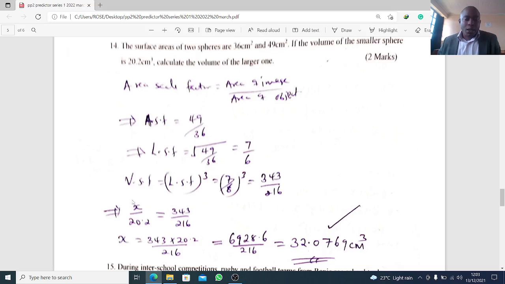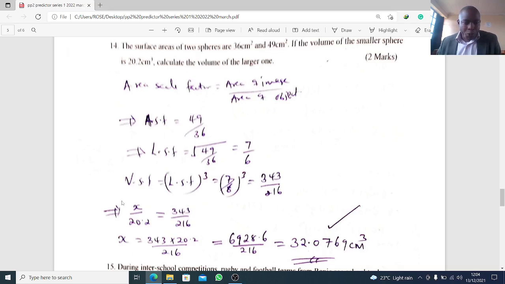That is the volume scale factor. So if we use the volume scale factor, that is volume of image over volume of object. So we let the volume of the image be x, because that's what we are looking for, all over the volume of the object, which is 20.2, equals 343 over 216.